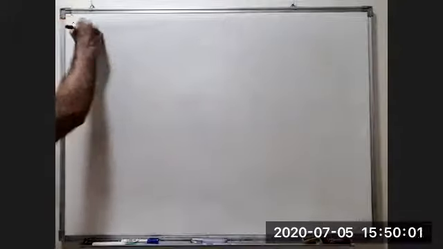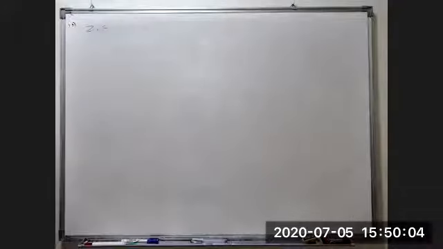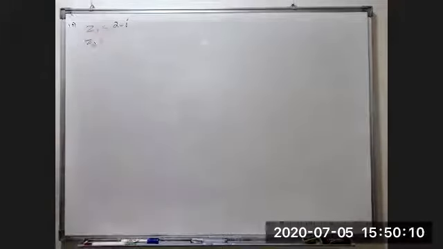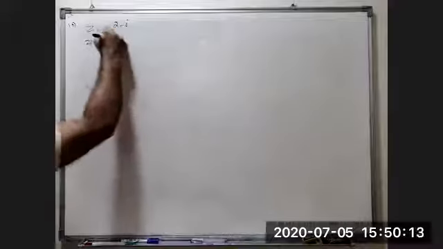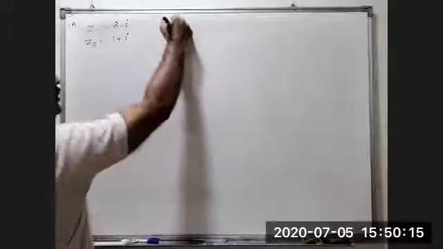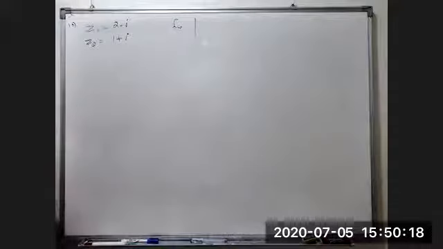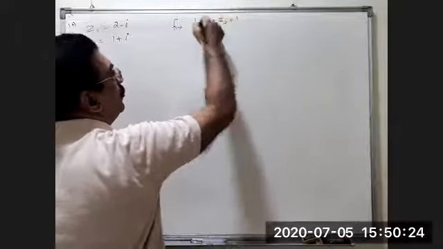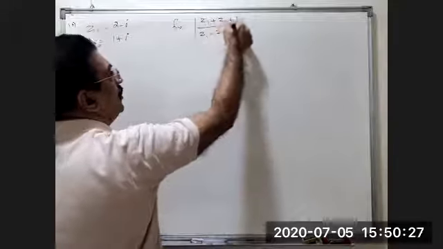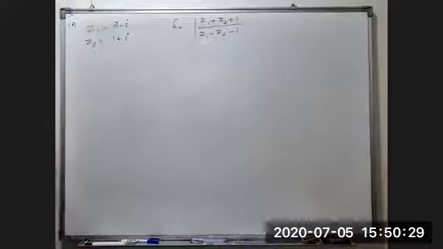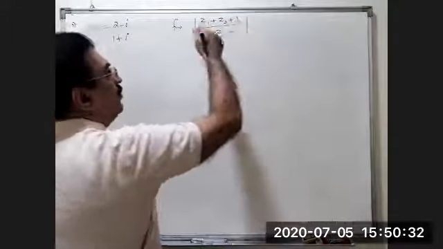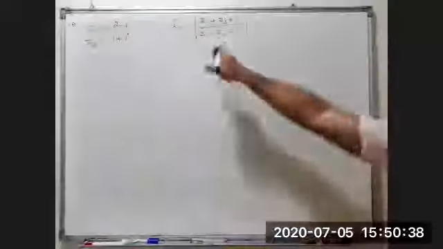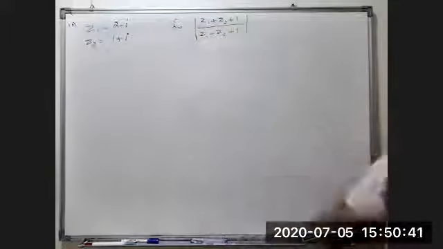This is the question. If Z1 is 2 minus i, Z2 another complex number 1 plus i. These two complex numbers are given. The question is to find the modulus of (Z1 plus Z2 plus 1) by (Z1 minus Z2 plus 1). In a few textbooks the plus and minus sign is different, I think. Anyway, this is the correct question. The question is to find the modulus of this one.